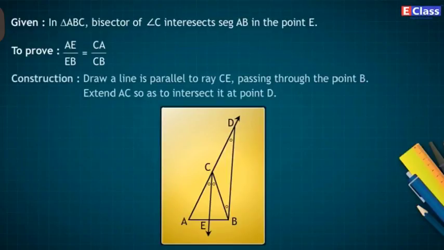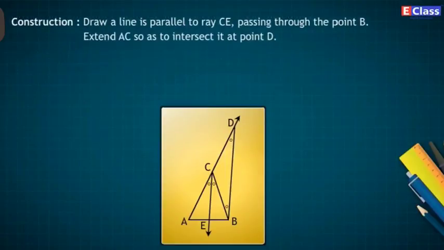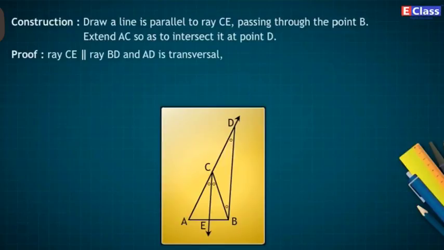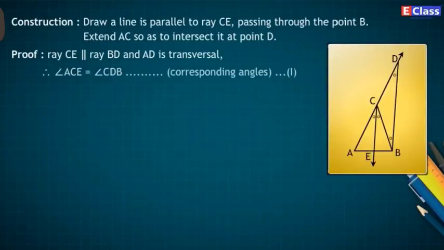Construction: Draw a line parallel to ray CE, passing through the point B. Extend AC so as to intersect it at point D. Proof: Ray CE is parallel to ray BD and AD is transversal. Therefore, angle ACE is equal to angle CDB because these are corresponding angles. Let us mark it as statement 1.